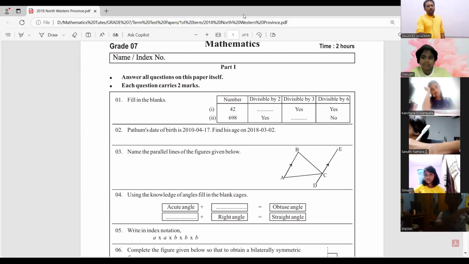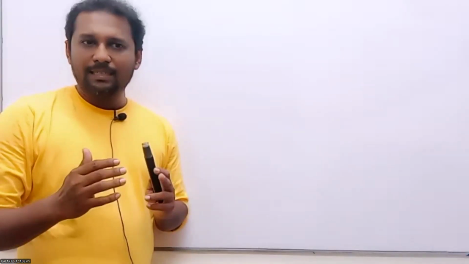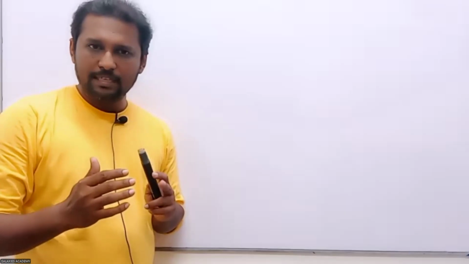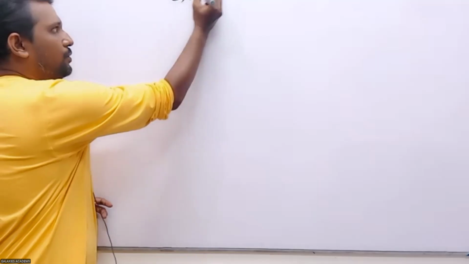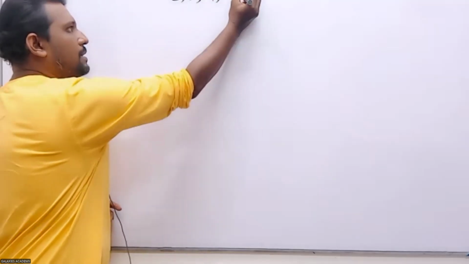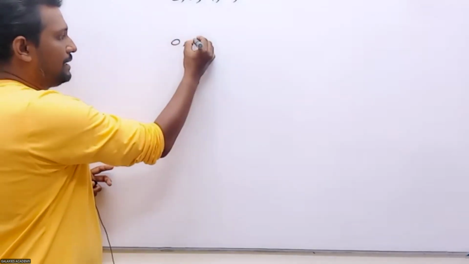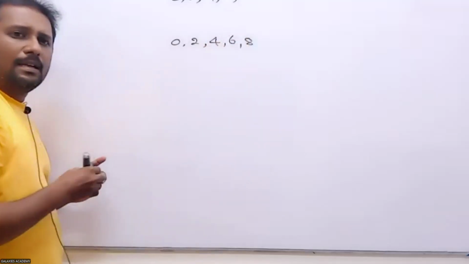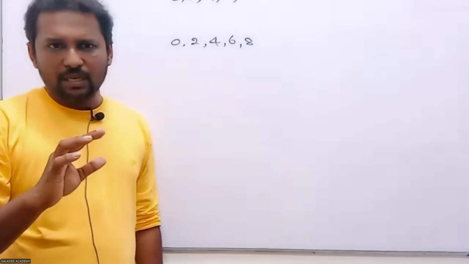Do you remember how you can check this? If a number is divisible by 2, the last digit, the unit place digit, should be one of 0, 2, 4, 6 or 8. Then these numbers are divisible by 2 without remainder.